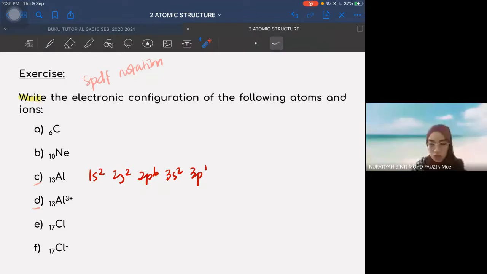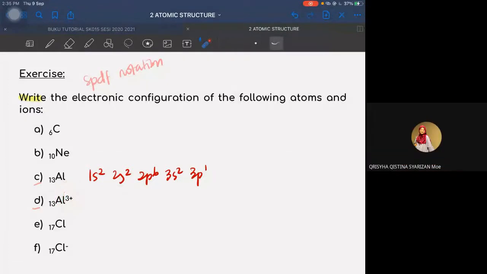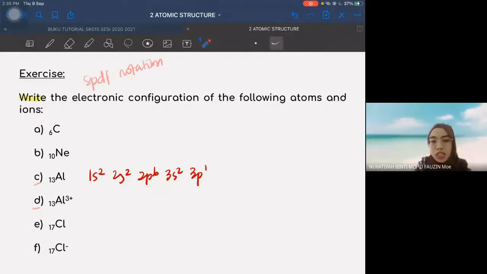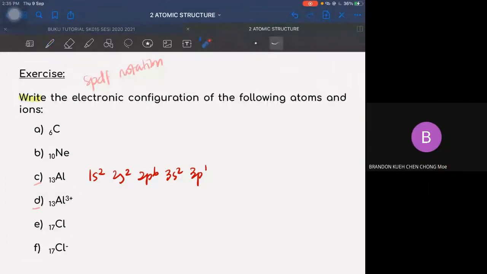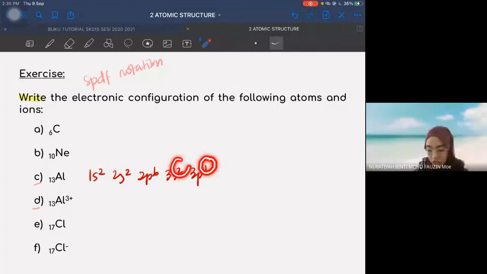Okay, so itu awak just fill in your electrons. And then Al3+, maksudnya awak akan tambah 3 elektron ke buang 3 elektron? Buang 3. Because 3+ means it's a cation, it has more protons than electrons. So you will remove 3 electrons, okay? So which electron will we remove? We will remove the electrons from your 3p and 3s orbitals, okay? So you can remove 3 electrons. So then your answer will be 1s2, 2s2, 2p6, right?